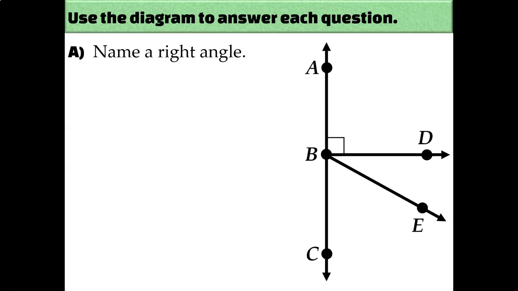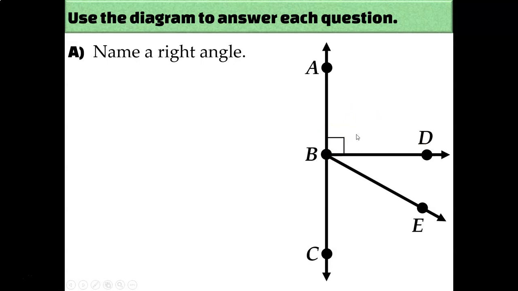When you're looking at a diagram, it's easy to identify right angles for two reasons. Reason number one, they're almost always going to be labeled with this handy little square. And reason number two is because they look like the corner of your paper, or the corner of your room, or really any perfect corner.